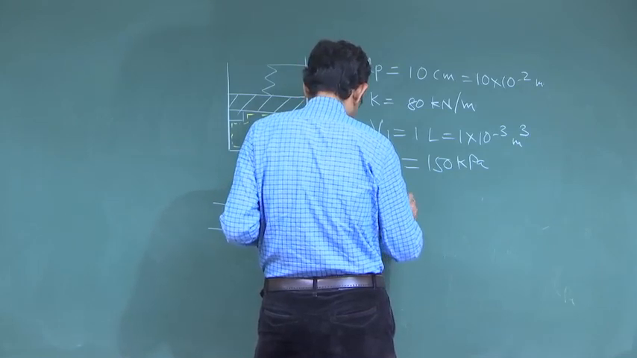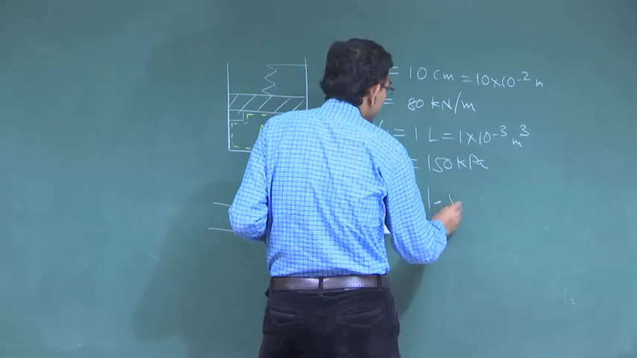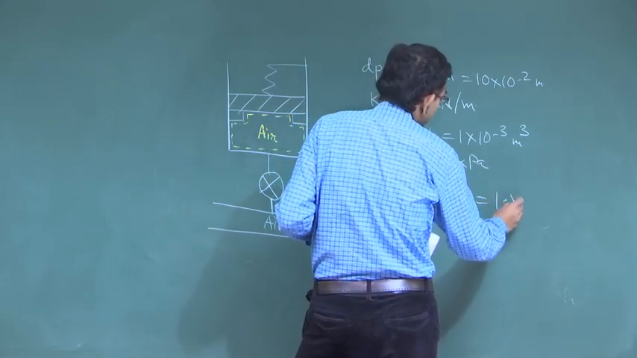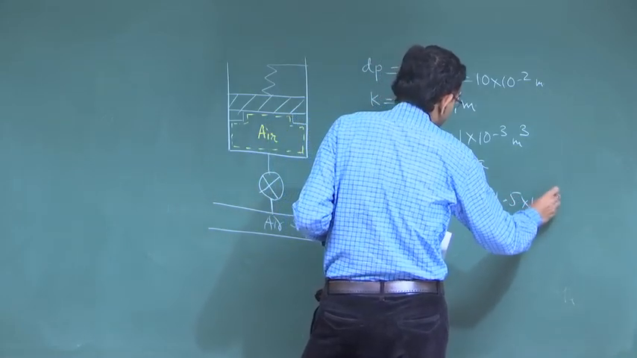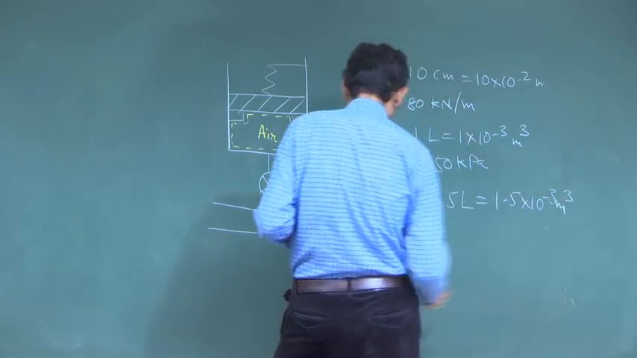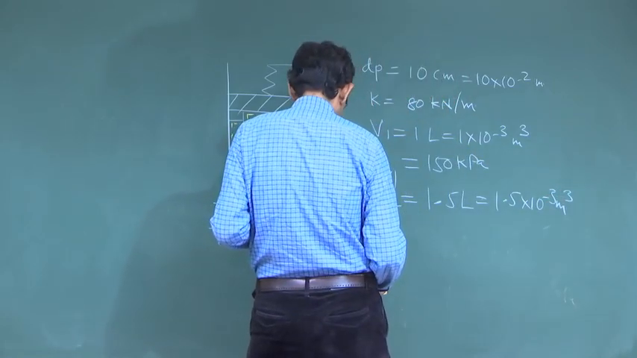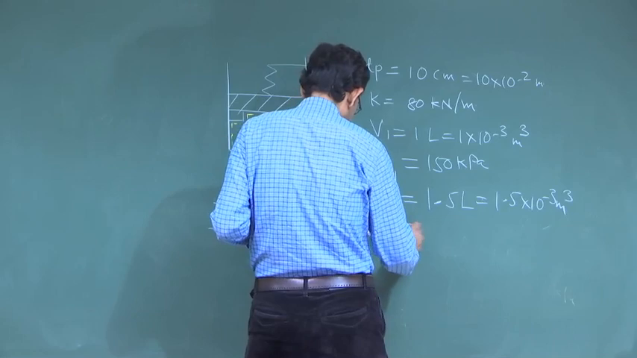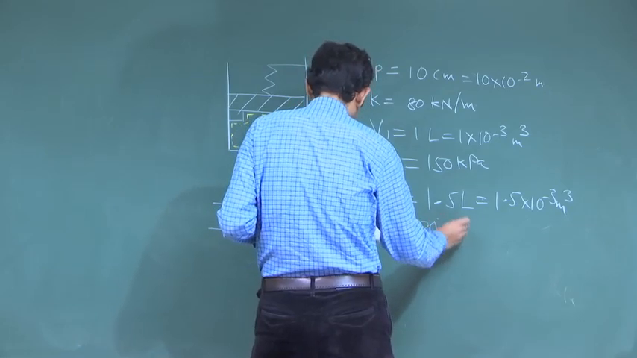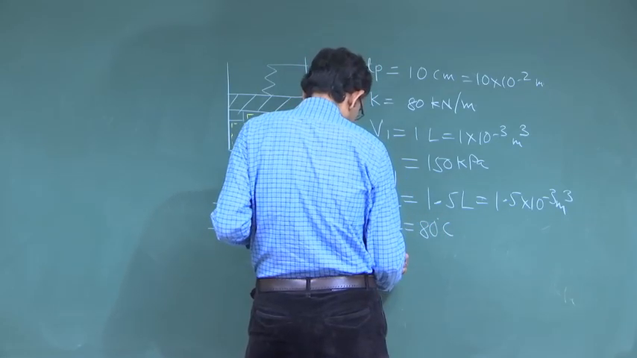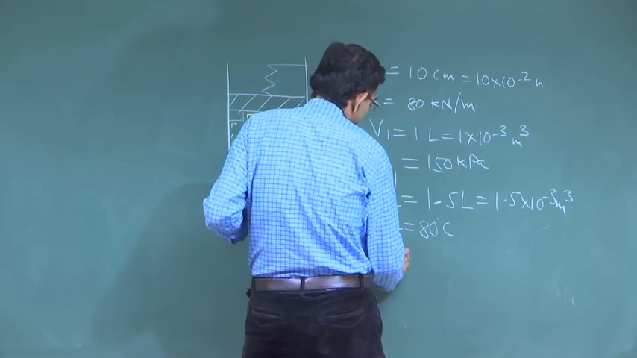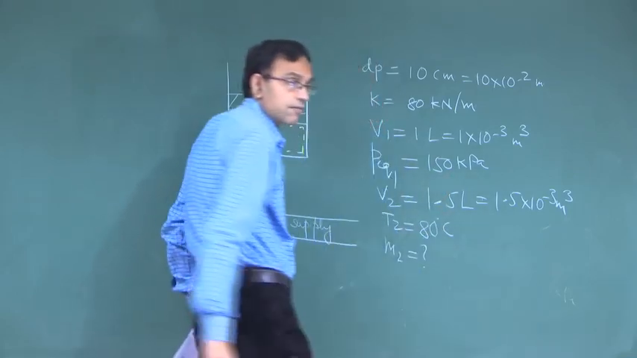V2 is 1.5 liter, is 1.5 into 10 to the power minus 3 meter cube, and T2 is 80 degree centigrade. Question is, what is M2? Okay.